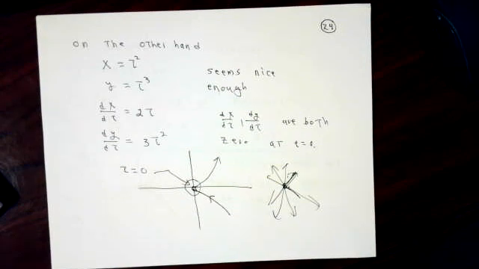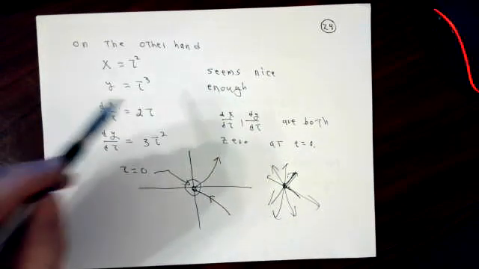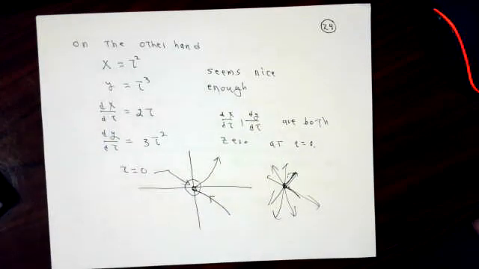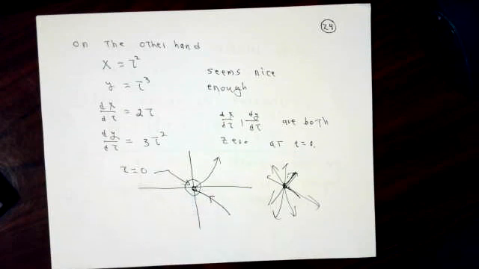This time, the non-smoothness at t equals 0 is the fault of the graph. You can change parameters, you can do this, you can do that, but the graph is still going to be the same. It's still going to have that sharp corner on it. This is the other way that a graph can be non-smooth.